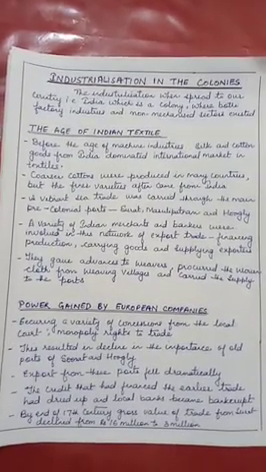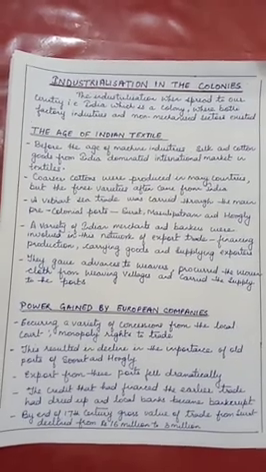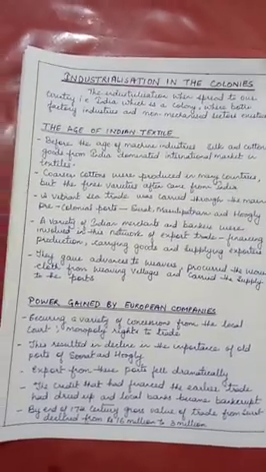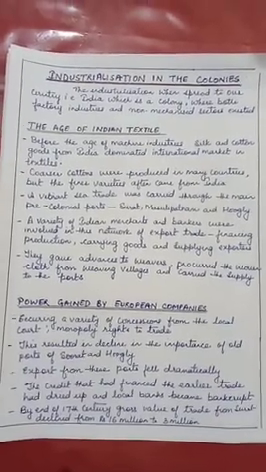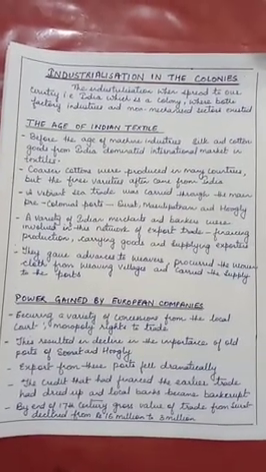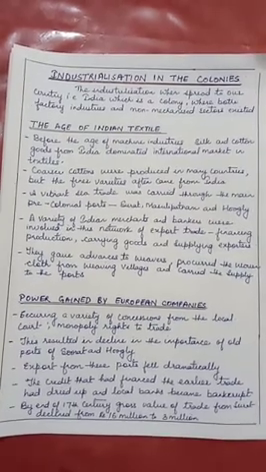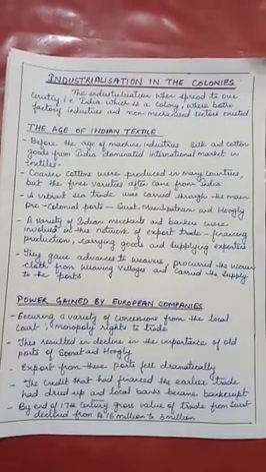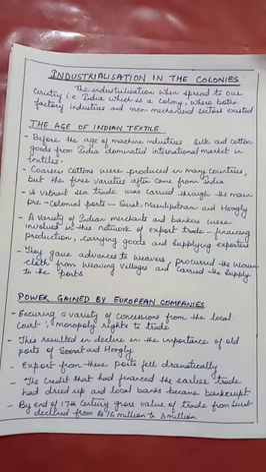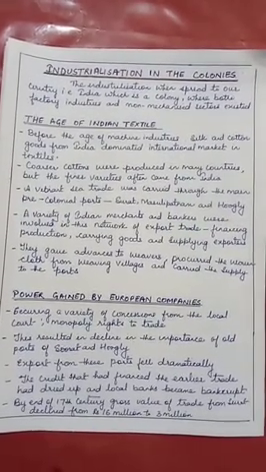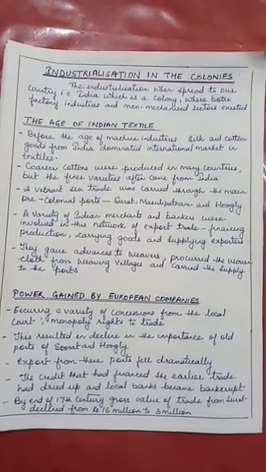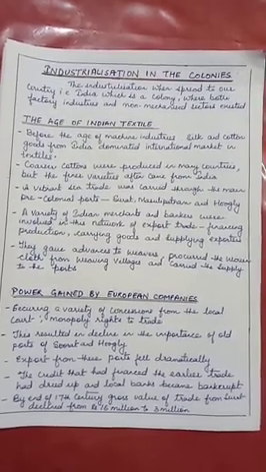Machilipatnam on the Coromandel coast and Hooghly in Bengal had trade links with Southeast Asian ports. A variety of Indian merchants and bankers were involved in this network of export trade, financing production, carrying goods and supplying exporters. They gave advances to weavers, procured woven cloth from weaving villages and carried the supply to the port.